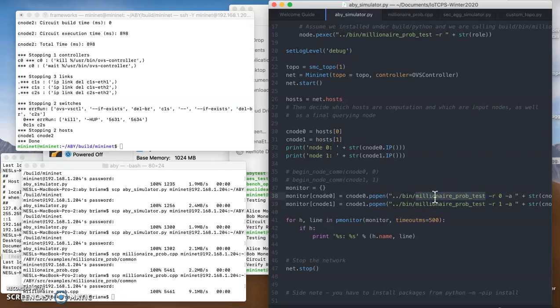Basically, the millionaire's problem test is just checking to see, between two parties, who has the most amount of money without either party learning how much income the other makes. Here we just have two different Mininet hosts, and they open this code up, which is from an ABY algorithm posted on GitHub. We're going to talk about that shortly.